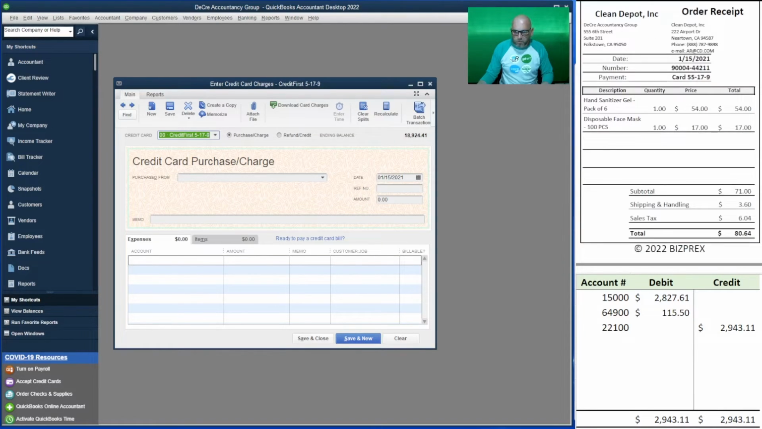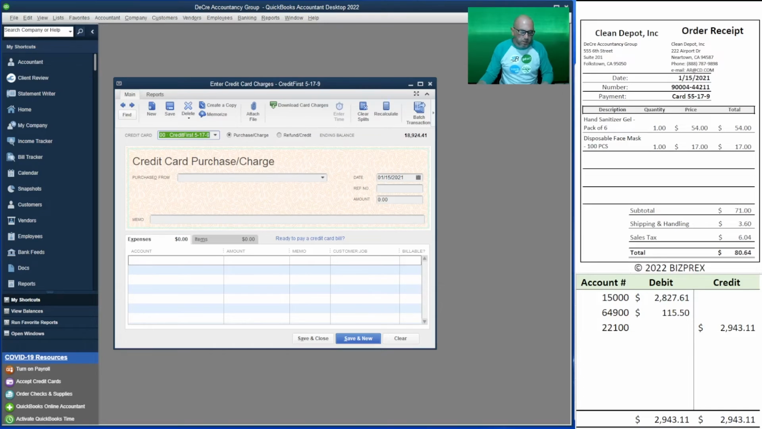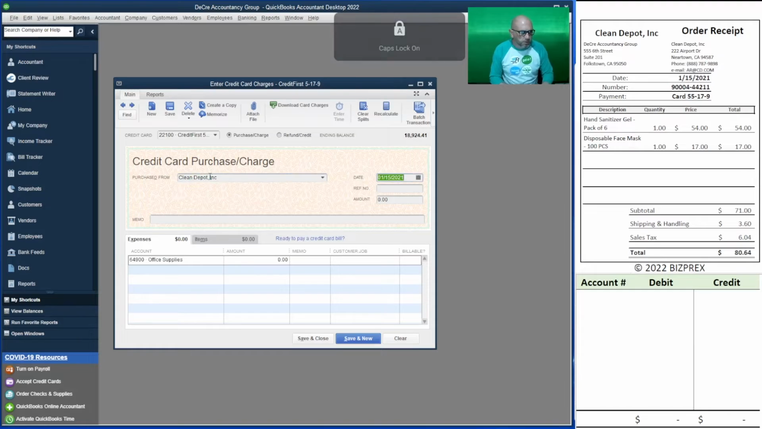Have one more order receipt, and it's hand sanitizer and disposable masks, right? We all need those nowadays. Again, those are supplies. So, Clean Depot. Again, date is 15th. Reference number right here.